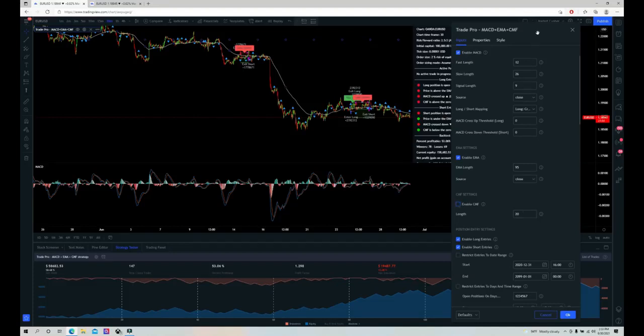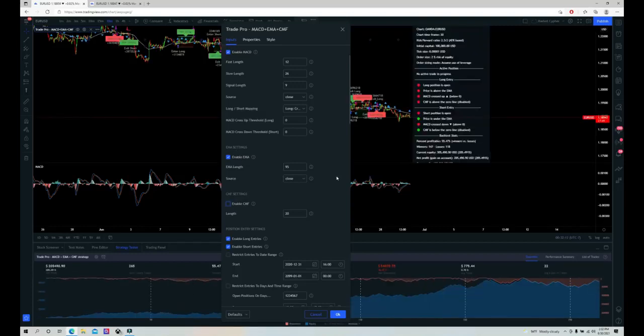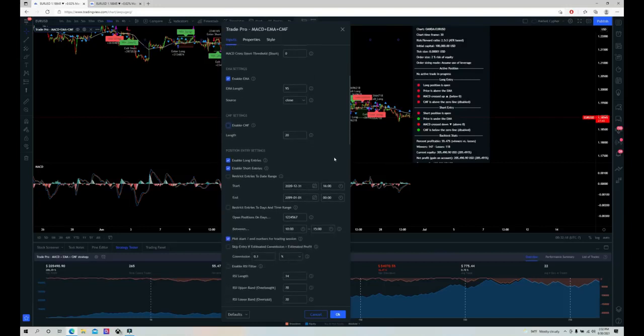So we're just going to get rid of the Chaikin Money Flow, but you can use the Chaikin Money Flow by itself, or you can use the EMA by itself, or you can use both of them or neither of them, just depending on what you are looking for with the strategy. So on to the next thing.